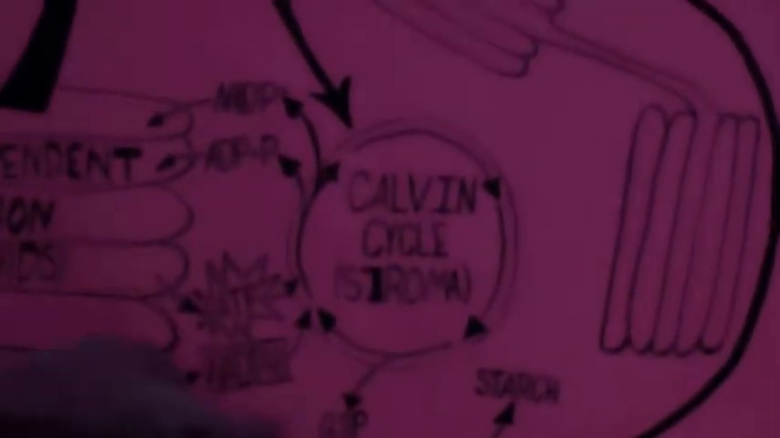The Calvin cycle is powered by the ATP, which is broken down and converted back into ADP, and the NADPH is broken down again into NADP, and both go back into the light-dependent reaction.